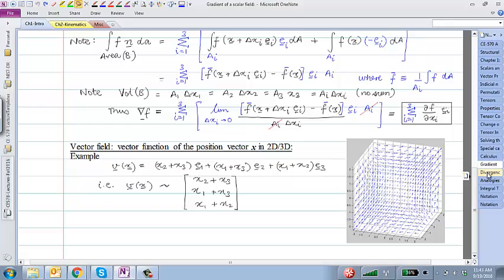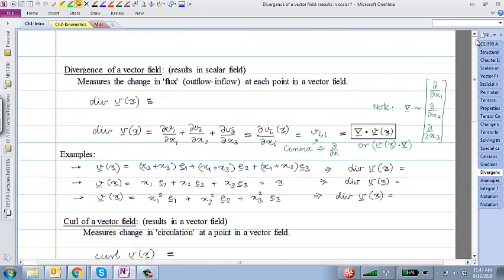Let's see what kind of derivatives we can work with for a vector field. For a scalar field, we had two derivatives, a directional derivative and a gradient. Here we are going to introduce another derivative which is called divergence of a vector field. And what it measures is the amount of flux of that vector field, or the rate of change of flux of that vector field at a particular point, basically how much material is coming in and how much material is going out.